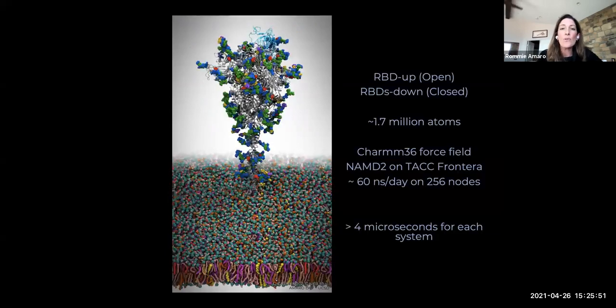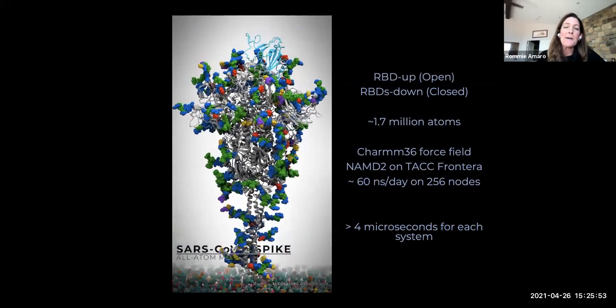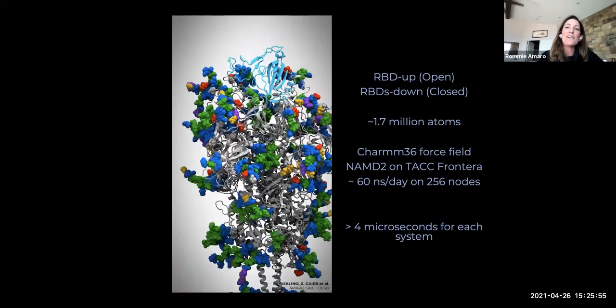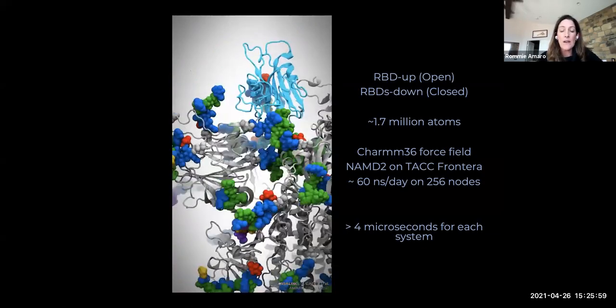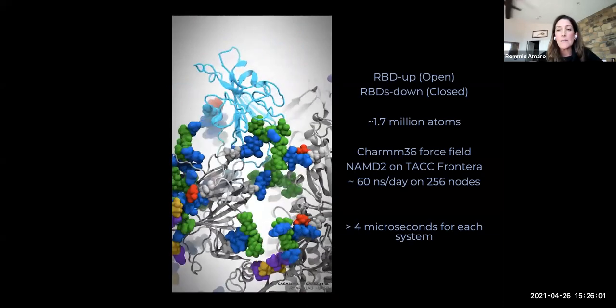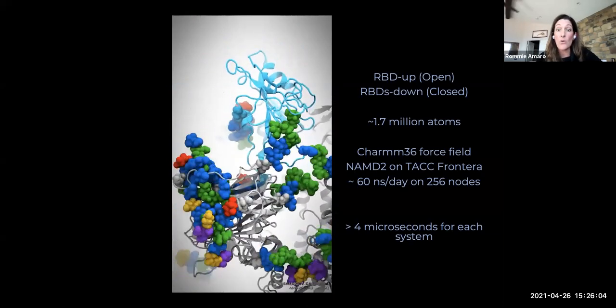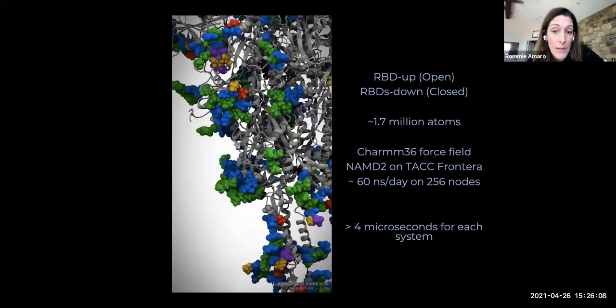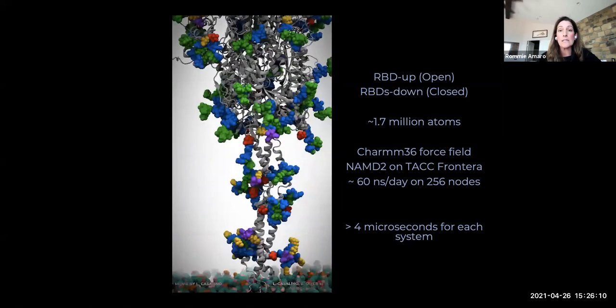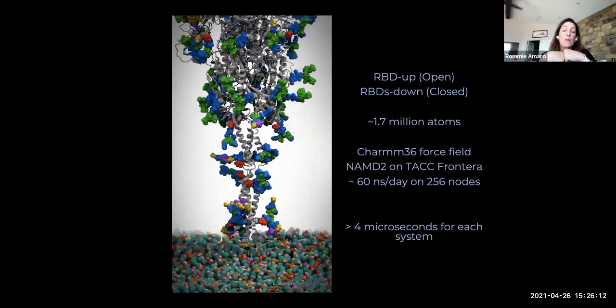And then we invoke the miracle of NAMD, right? Here we were using generally the CHARMM36 force field, and we were running NAMD2 on TACC Frontera. We were able to get about 60 nanoseconds per day on 256 nodes, which was pretty darn good, we thought. And thanks to the generous use of TACC, we were able to generate about 4 microseconds of data for each of the RBD up and down conformations.